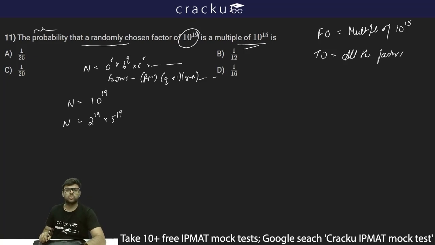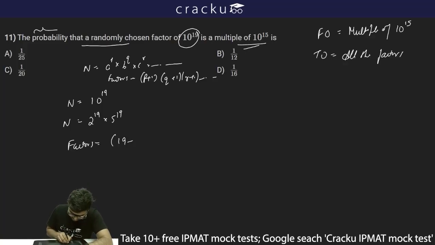Now, n is equal to 2 to the power 19 into 5 to the power 19. The number of factors for this will be 19 plus 1 into 19 plus 1, which is 20 into 20, which is equal to 400. Now this is our total outcomes.